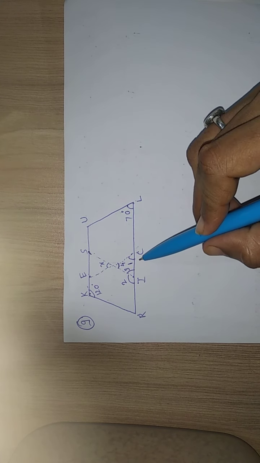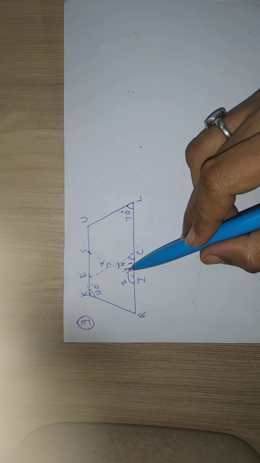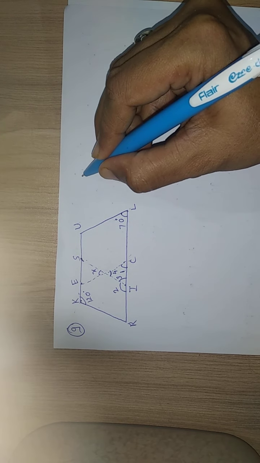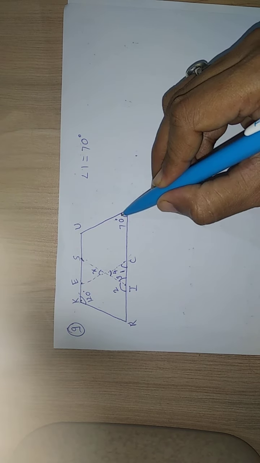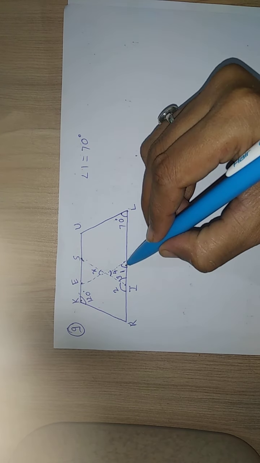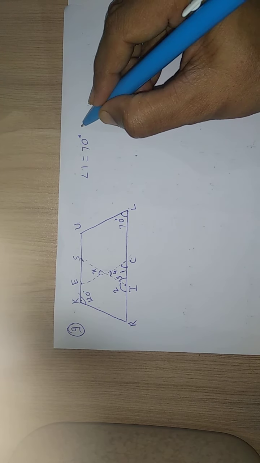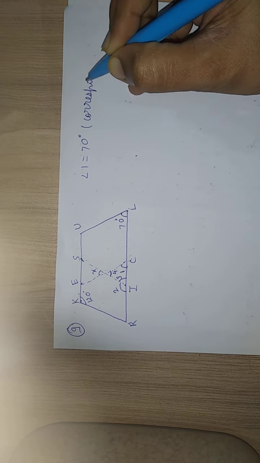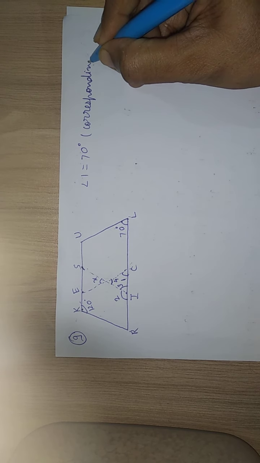So, in this figure, we name these angles as angle 1, 2, 3 and 4. Now we can write angle 1 is equal to 70 degrees because CE is parallel to UL. So angle 1 and 70 degrees are equal because they are corresponding angles. So we write here angle 1 is equal to 70 degrees. This is a corresponding angle.